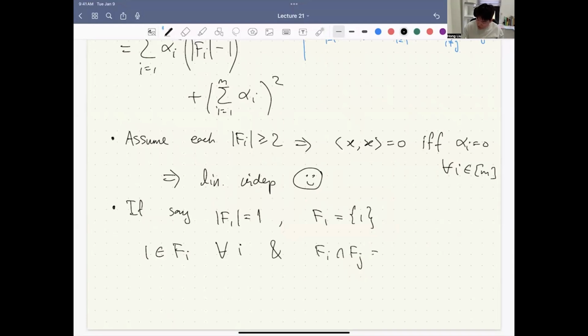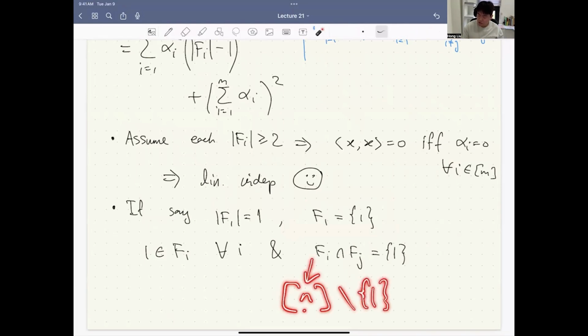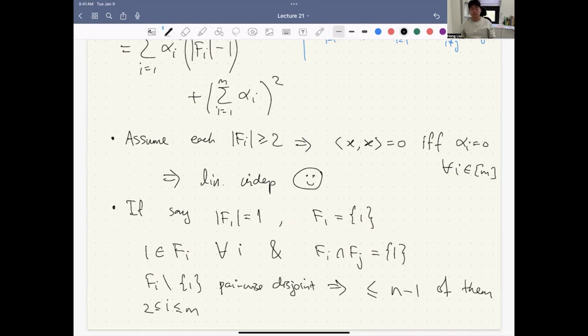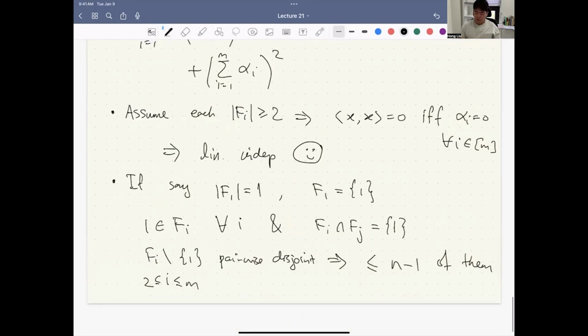f_i intersect f_j is 1. So that means apart from 1, they are disjoint. How many disjoint sets can we pack into the remaining elements apart from 1? You just take all the singletons, right? So f_i minus 1 are pairwise disjoint. That implies at most m minus 1 of them, where i is from 2 to m. That finishes the proof.